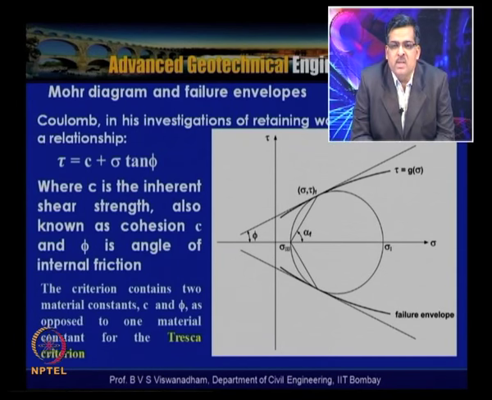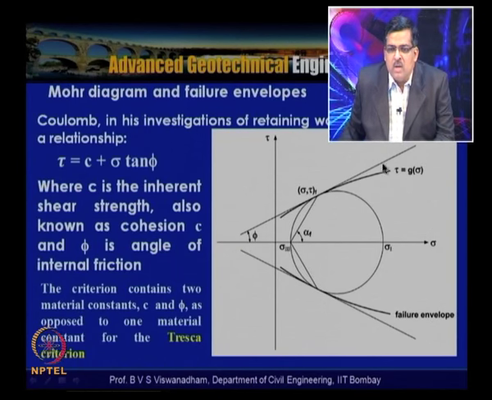When we test at different cell pressures, we get different sets of Mohr circles. If we interpret in terms of total stresses, we get total stress envelopes. If we interpret in terms of effective stress parameters, then we get the effective stress envelopes, and with that we will be able to get c dash and phi dash. In this particular diagram, the Mohr envelope is shown along with the Coulomb envelope, with a slope of inclination phi, and alpha f is the failure plane.